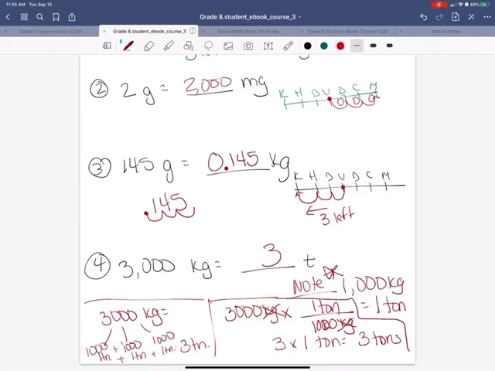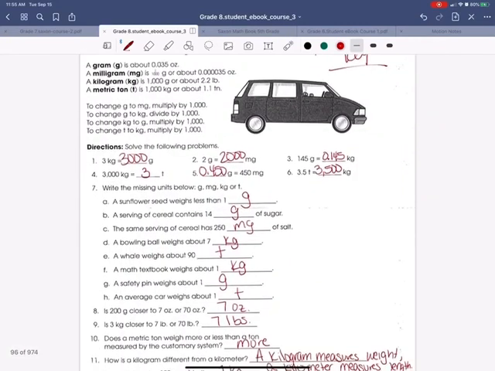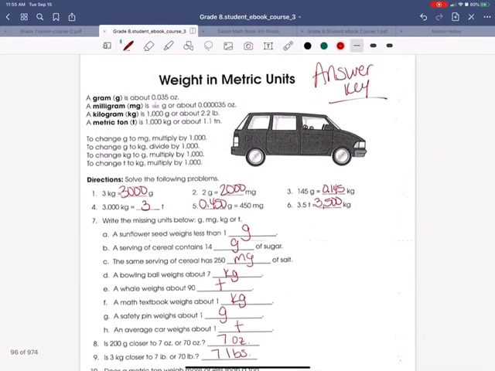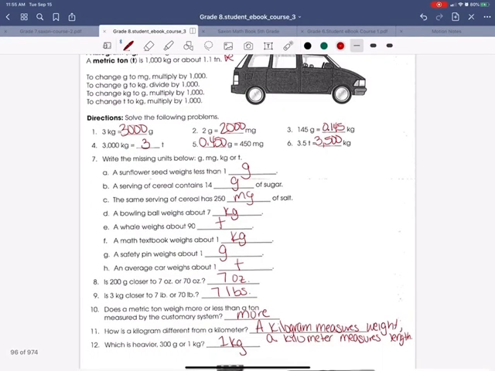All right. If you have any questions, please let me know. But here are our answers to weight in metric units. Please pay attention to these items here. But here are your answers. Please take a moment to pause and check yourself.